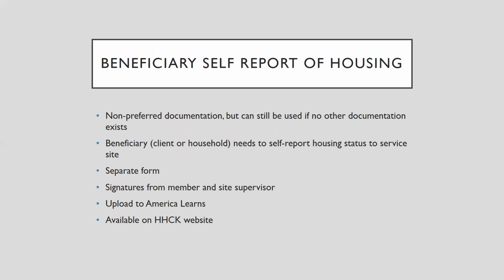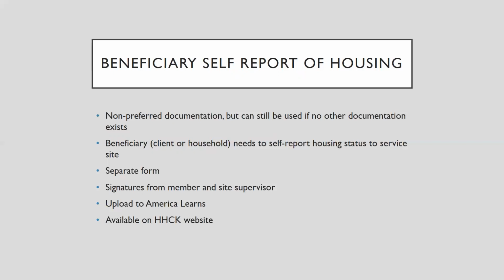This isn't really a preferred documentation, but it can be used if no other documentation exists. The beneficiary, the client, or the household can self-report their housing status, saying that they've moved into housing that's affordable and safe for them. And that would have to be reported to your service site. You would use a separate form. It doesn't contain any confidential or private information. All you would do is list the client ID or code name. And again, it has lines for you to sign and your site supervisor to sign.